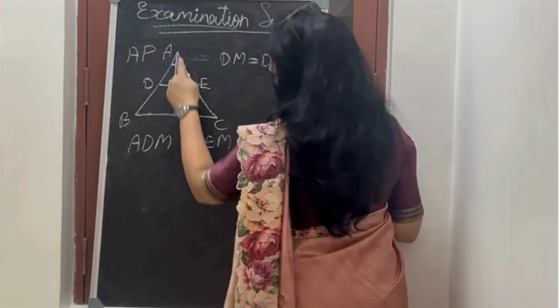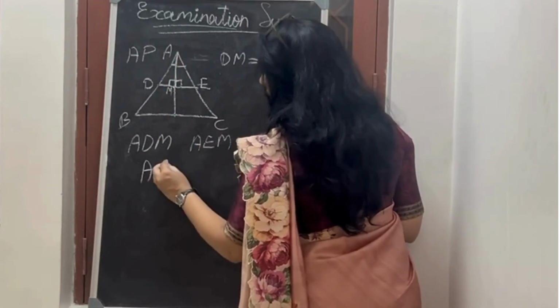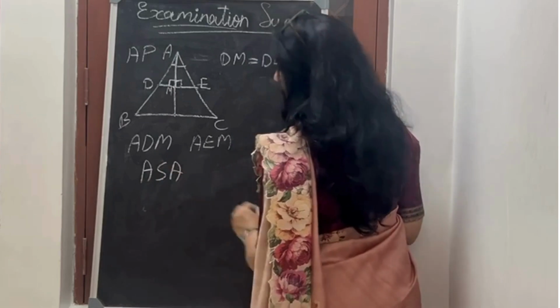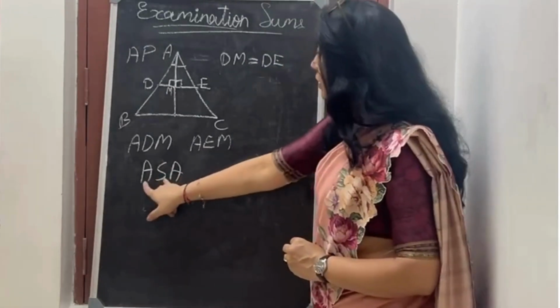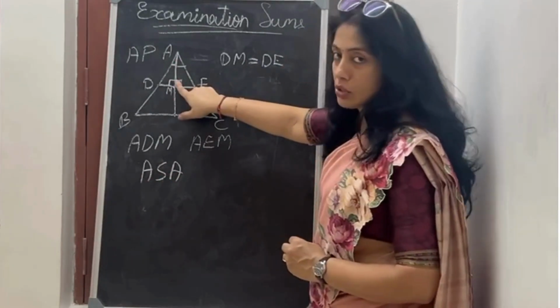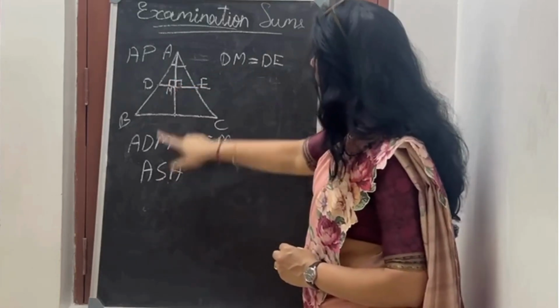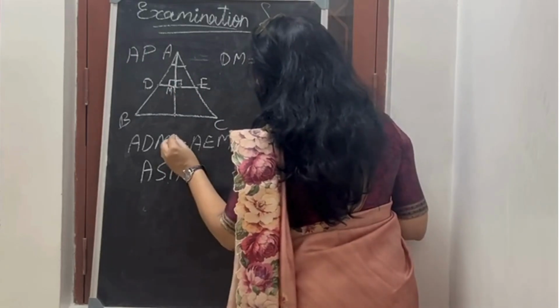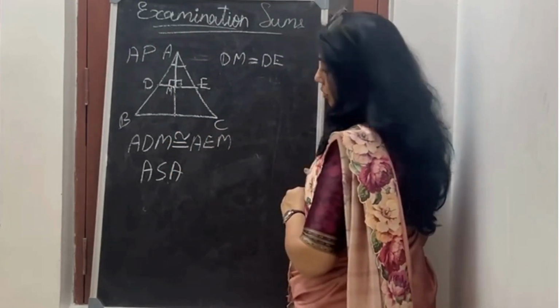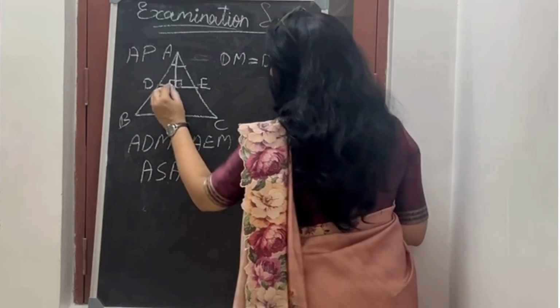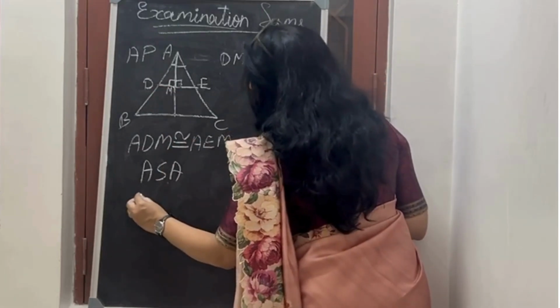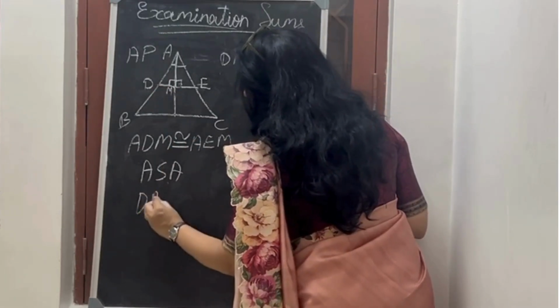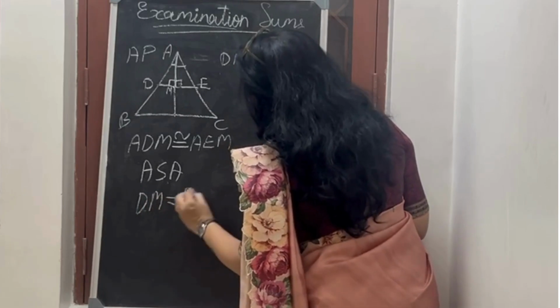I proved two angles are equal to each other, and I proved one side is equal. Okay, so congruency, two angles and one side. These two I proved are equal to each other, and I proved this side is equal. So they are congruent to each other. What is my congruency symbol? This. They are congruent to each other. When they are congruent to each other, it is hence proved that DM is equal to EM.